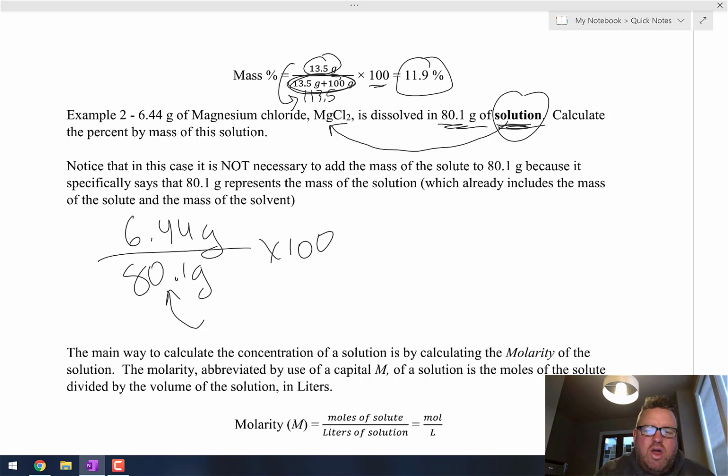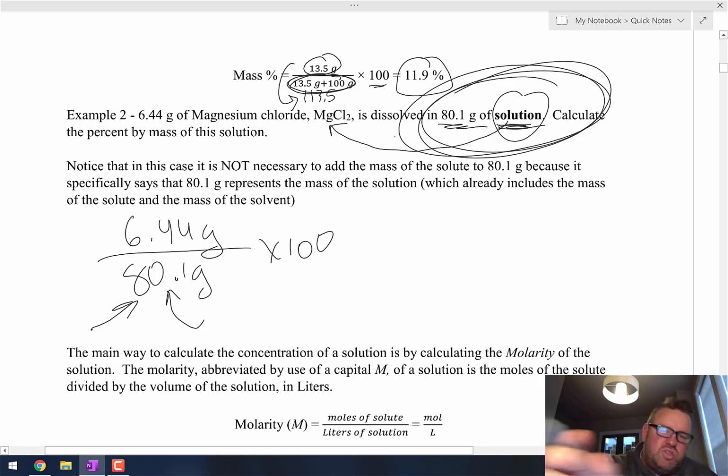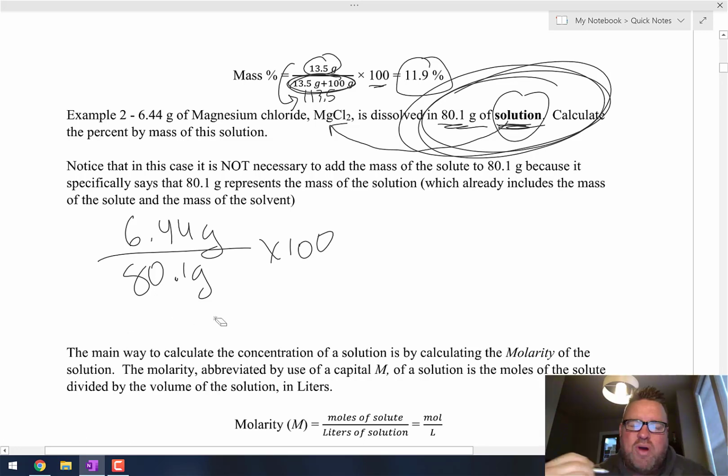If I wanted to know what the mass of the solvent is, certainly I could take 80.1 and I would just subtract 6.44. And that tells me I have 73.66 grams of the solvent. But do I care about that? No. Because all I care about is I need the mass of the solution on the bottom. Oh, he gave me the mass of the solution. I'm just going to put that on the bottom.